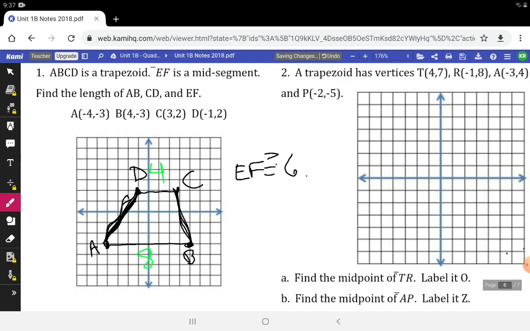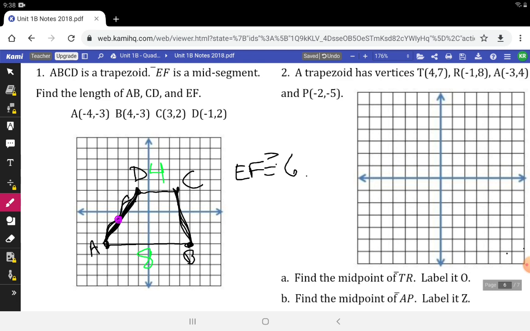Now let's check. The first thing we have to do is find the midpoints between A and D. So to go from A to D, I go up 5 and over 3. So I need to go up 2.5. I'll mark these in purple. So I need to go up 2.5 and over 1.5, which puts us right here.